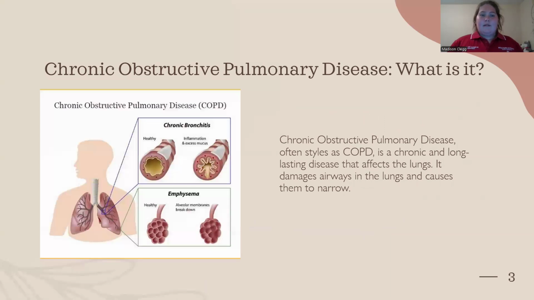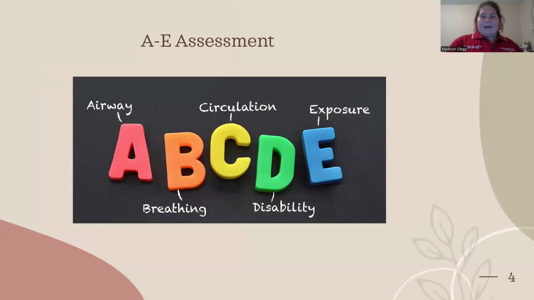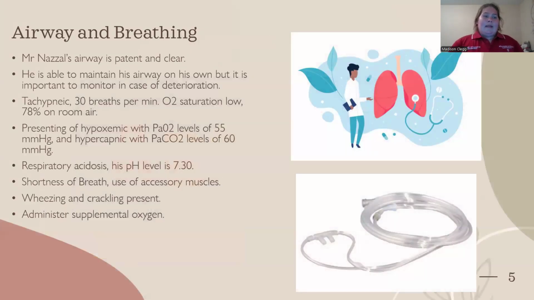So, to start, COPD, what is it? Chronic obstructive pulmonary disease, which is often styled as COPD, is a chronic and long-lasting disease that affects the lungs. COPD causes damage to the airways in the lungs, which causes them to narrow and in turn making it harder for the air to move in and out of the lungs. So, the ATE assessment was conducted and these are the findings.